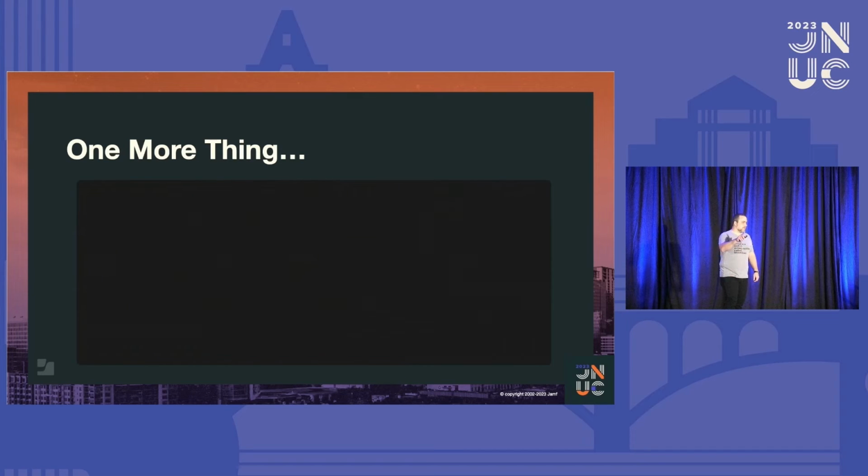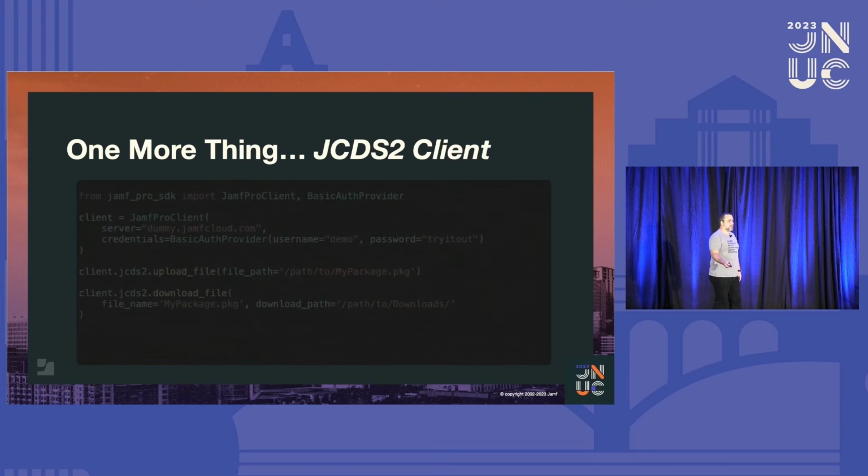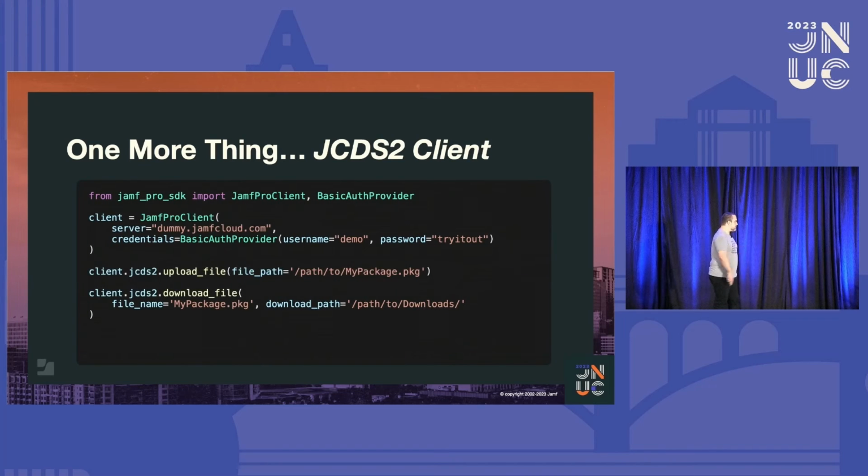And there is one more thing, because I was allowed to change my slides a little bit before JNUC. Don't get mad, but there was an announcement. They added some stuff to the Jamf Pro API. There was a session about it here at JNUC. There is a JCDS2 client built into the SDK. Fantastic. Oh, okay, see, that might have warranted the applause from the beginning. It took this long. So, a JCDS2 client built into this.